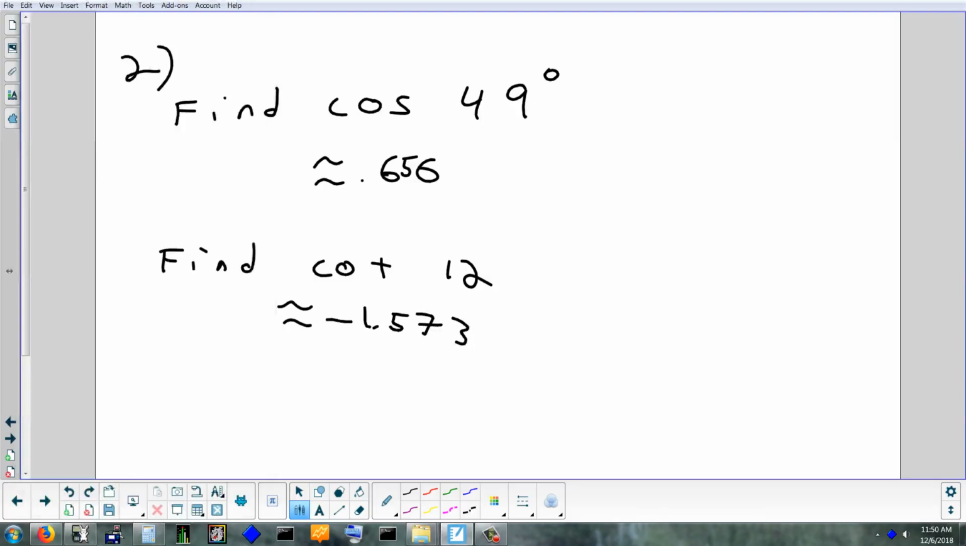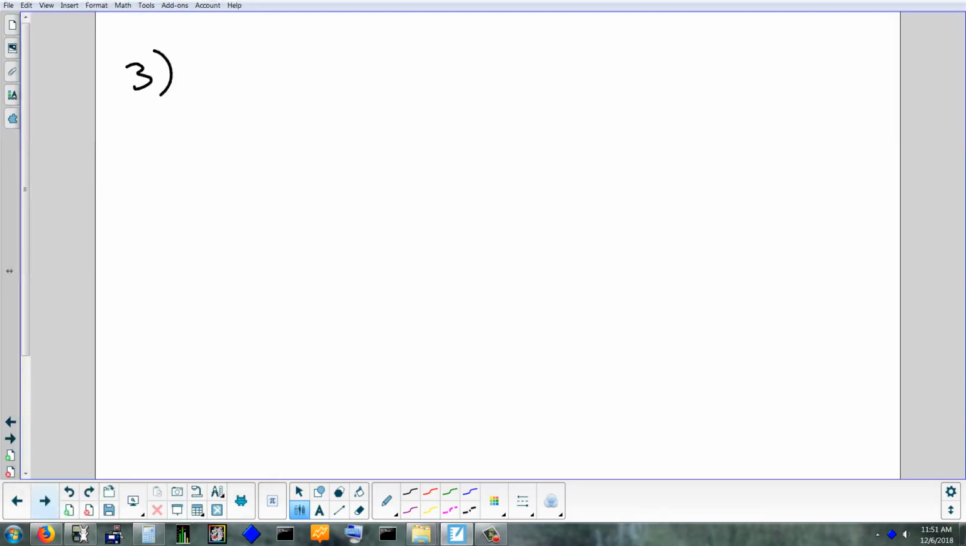Let's see. Next thing we talked about, arc length. So make sure you know this formula.